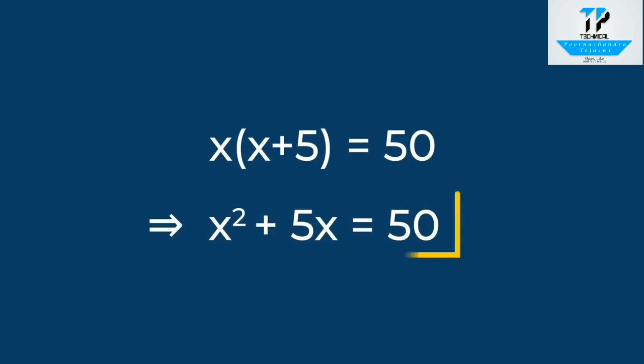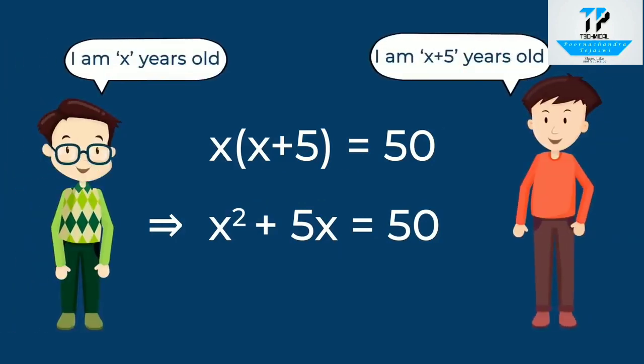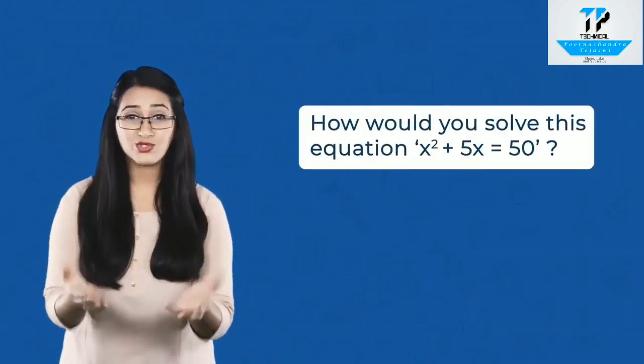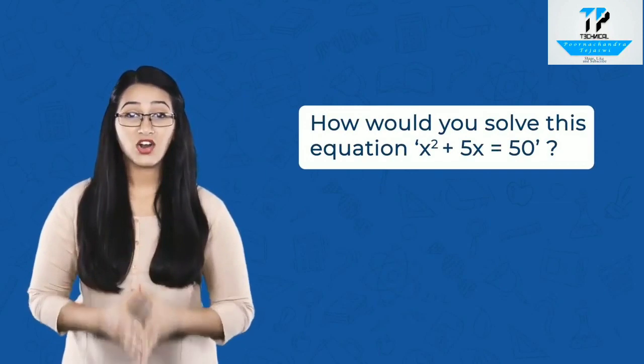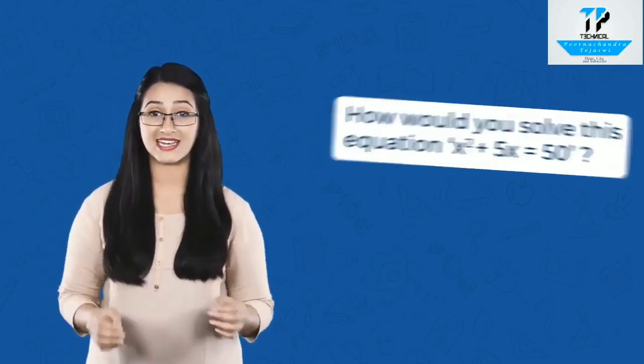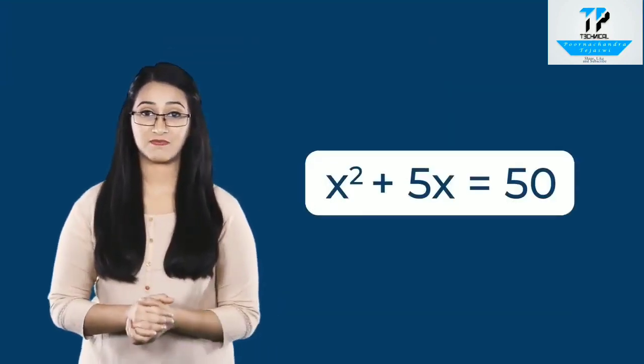So just by solving this equation, we can find the value of x and we would know the ages of Jay and Viru. But here's the question. How would you solve this equation? It looks difficult, right? We'll learn how to solve such equations later. But for now, take a look at this equation.